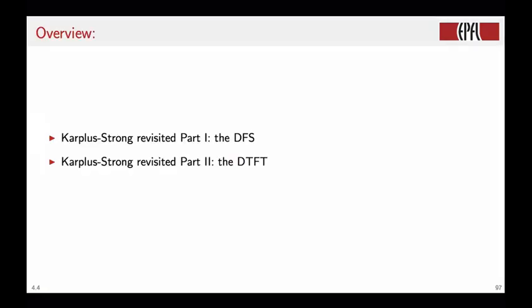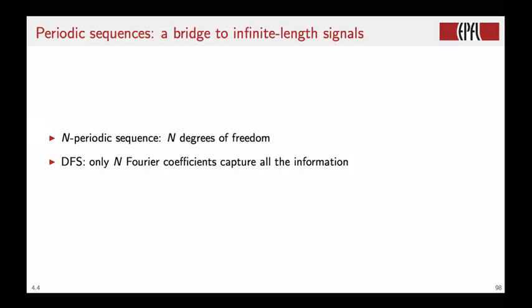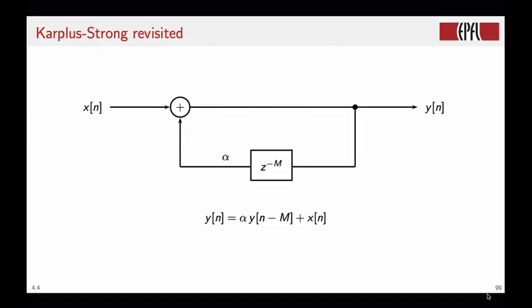In the rest of this module, we will use the Karplus-Strong algorithm, which we first saw in Module 2.3, to illustrate the key points of each different Fourier representation. Let's start with periodic sequences. An N-periodic sequence has only N degrees of freedom, and the DFS captures the situation by providing us with a spectral representation for the sequence that only has N distinct Fourier coefficients. We can illustrate these points in more detail with the help of the Karplus-Strong algorithm.